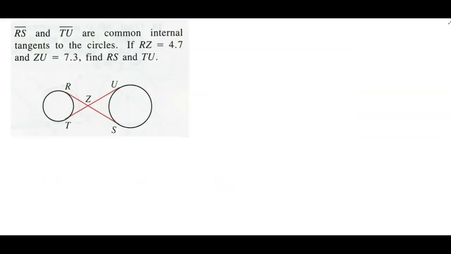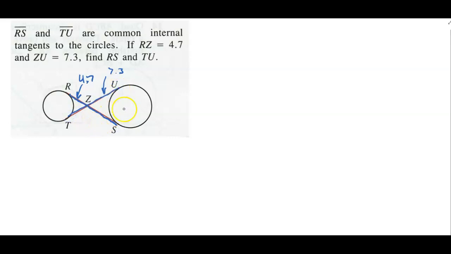Okay, last example. RS and TU are common internal tangents to the circle. So if RZ is 4.7 and ZU is 7.3, find RS. RS is this whole thing right there. And TU, that's that whole thing right there.